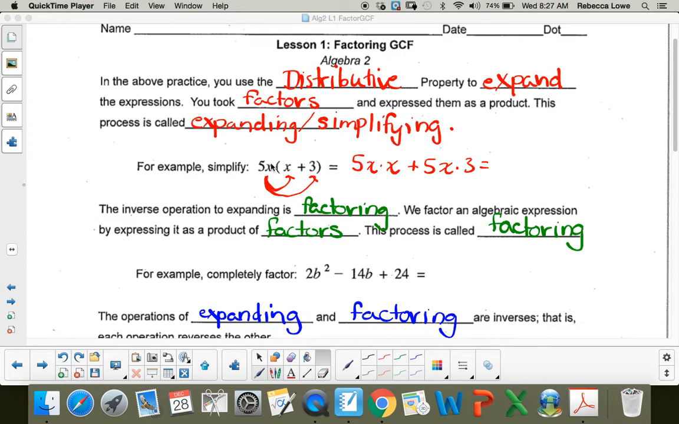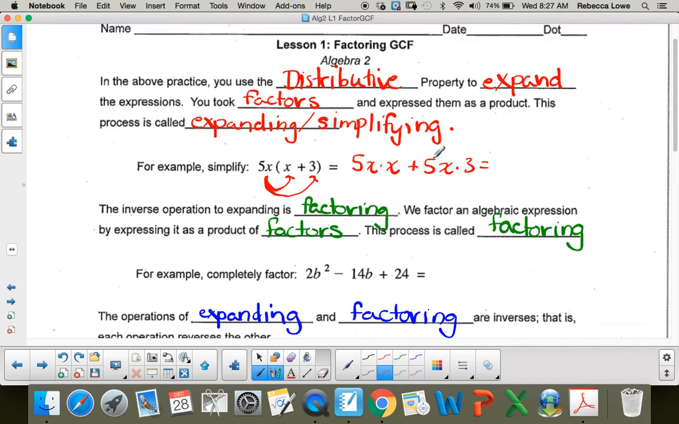For example, 5x times (x + 3) is equal to 5x times x plus 5x times 3, which is 5x squared plus 15x. So this was factored form. Use the distributive property to get to expanded form. The inverse operation to expanding is factoring. So we're going to go from here, factoring, to here. So we're going to pull out the greatest common factor.